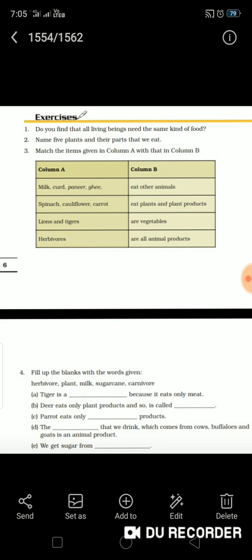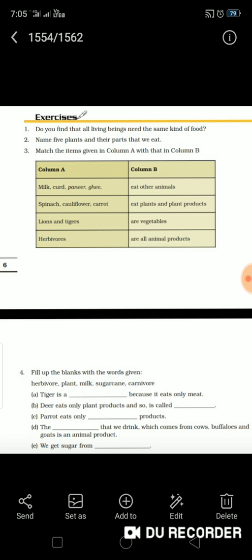Next, the third question is, match the items given in column A with those in column B. Here you can see column A has been given. First one is milk, curd, paneer and ghee. Can you tell me what these are? Yes, these all are animal products. If you remember, I told you these are dairy products, and we get them from animals.